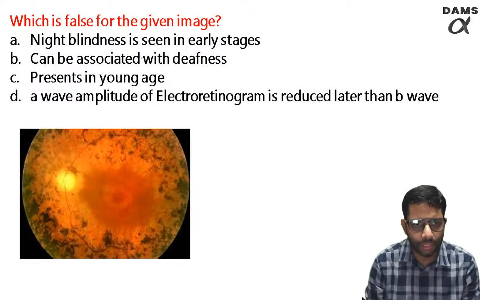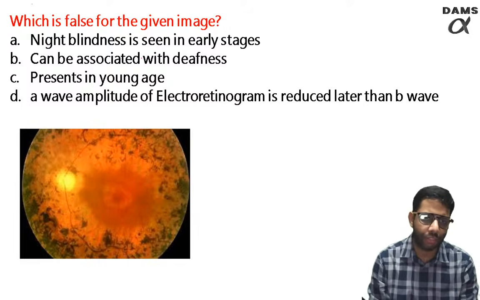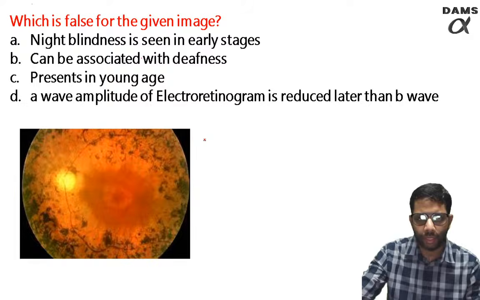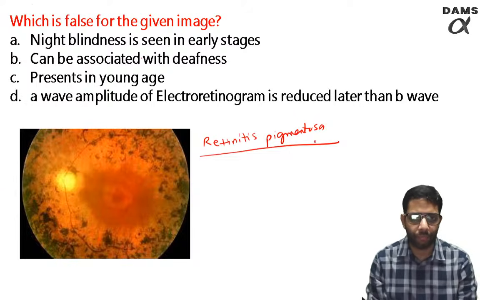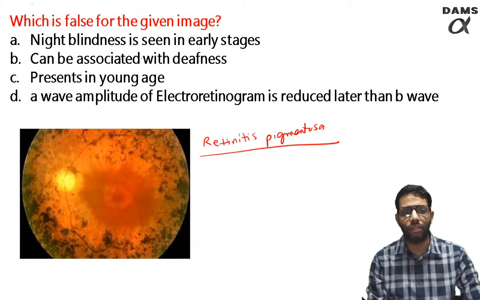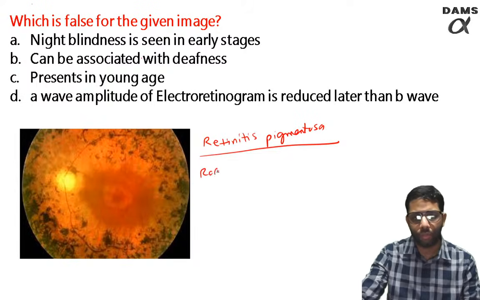So this is a left fundus image showing some pigmentation in the peripheral retina. Now it is retinitis pigmentosa. One is the image to be identified. Now what is retinitis pigmentosa? Is it a dystrophy or a degeneration? It is a dystrophy. Dystrophy means inherited conditions affecting rods more than cones, the photoreceptors.